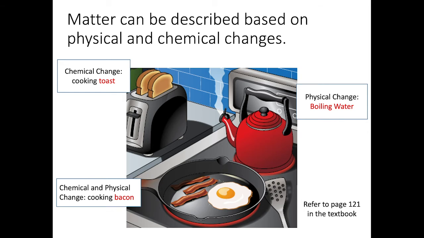Cooking bacon would be a chemical and physical change. So the chemical part of this is that the bacon is not the same kind of structure as it was before, but the physical change is all that bacon grease that's come off of the bacon. If I wanted to reheat grease up, you'll know that grease kind of liquefies again. That's like a physical change that's happened with that bacon.